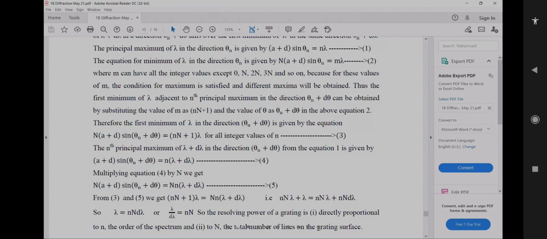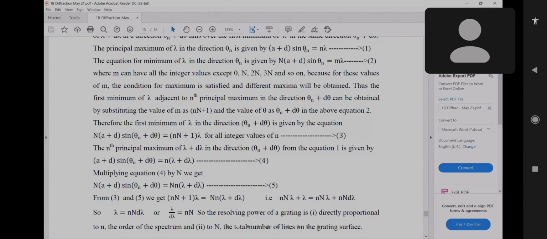Here, the principal maximum of lambda in the direction theta n is (a plus d) sin theta n is equal to n lambda. This is the equation for maximum. The equation for minimum of lambda in the direction theta n is N into (a plus d) sin theta n is equal to m lambda.